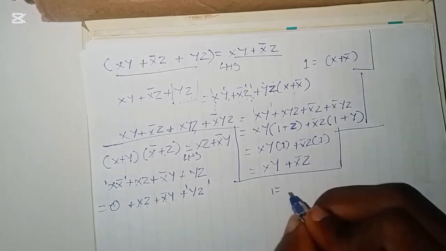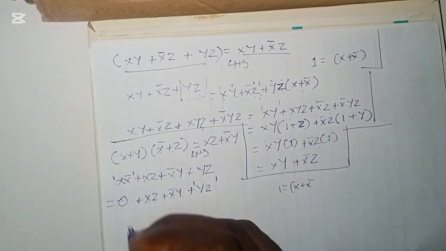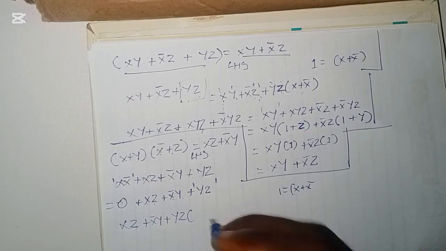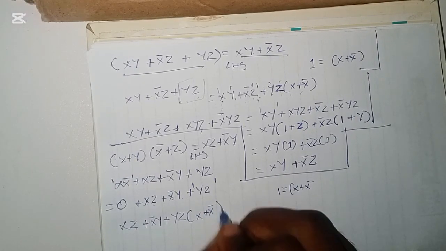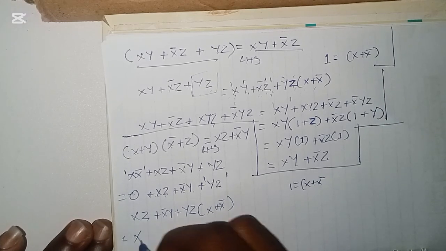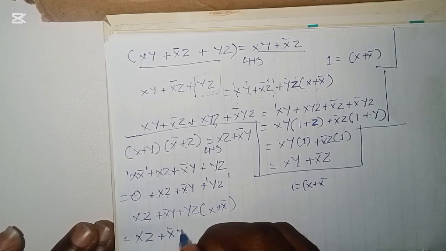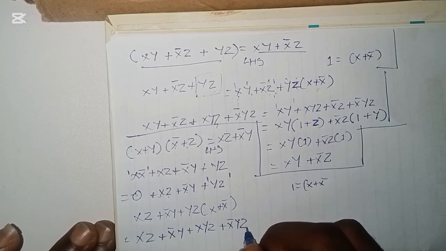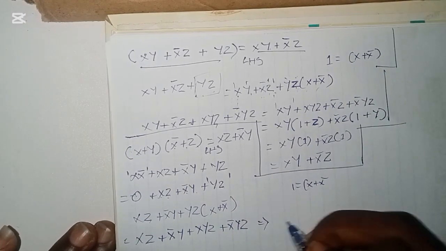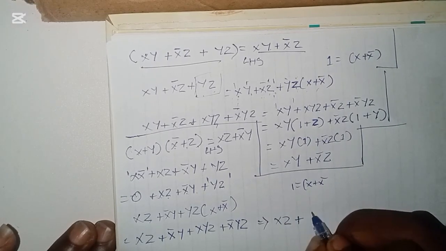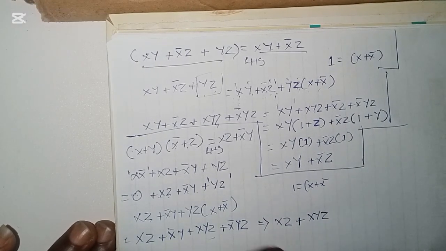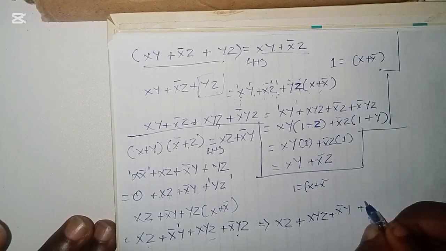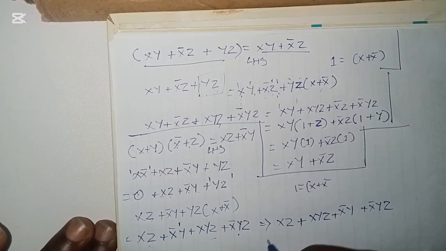We add our 1, which is equal to x plus x̄. So now we have xz plus x̄y plus yz into (x + x̄). We expand: xz plus x̄y plus xyz plus x̄yz. We rearrange: xz plus xyz, then x̄y plus x̄yz, then factorize it out.